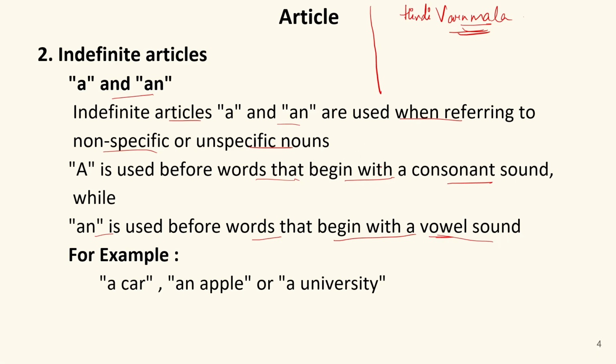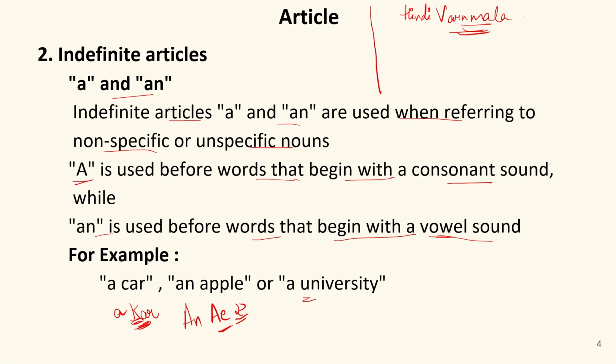And if the word begins with a consonant sound, or a vyanjan, it will be preceded by the indefinite article a. For example, the word car is pronounced like ka, so it starts with ka, and here we write a car. Apple starts with the sound of a swar, so we write an apple.